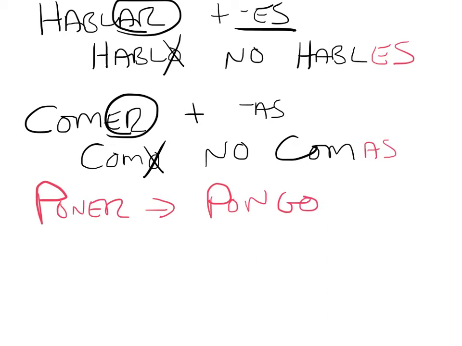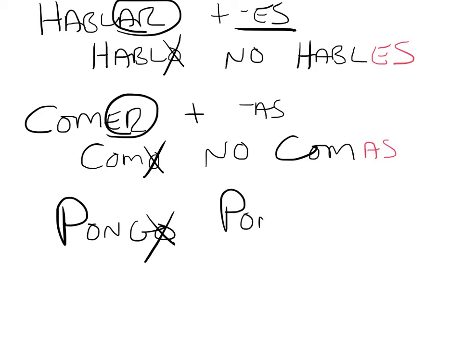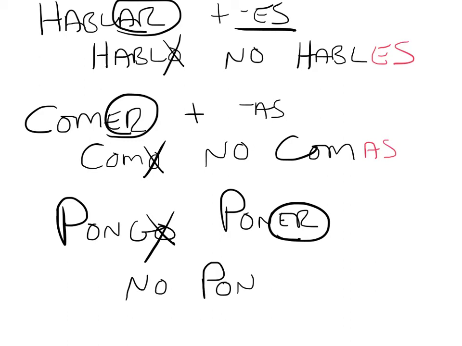So we have to go to the yo, drop the o, and actually I'm going to do that back in that color. So we're going to take poner, we're going to go to the yo, pongo, going to drop the o, and we're going to add the opposite. Poner is an ER verb, and we're going to say no pongas. Let's make that red. I'm going to say no pongas. Okay?